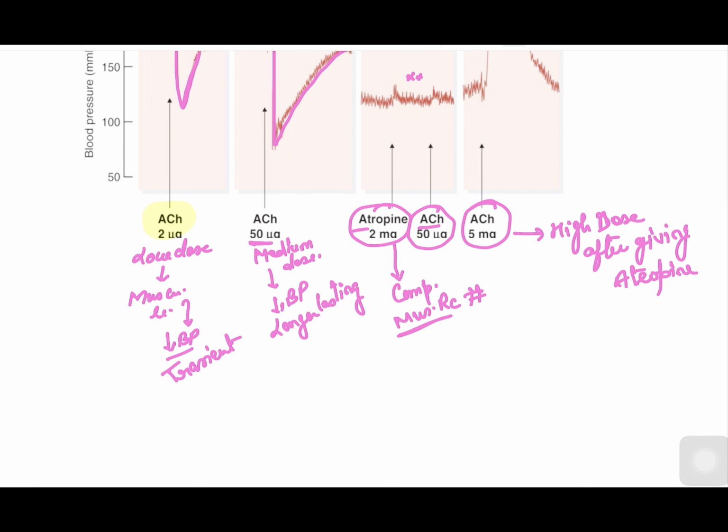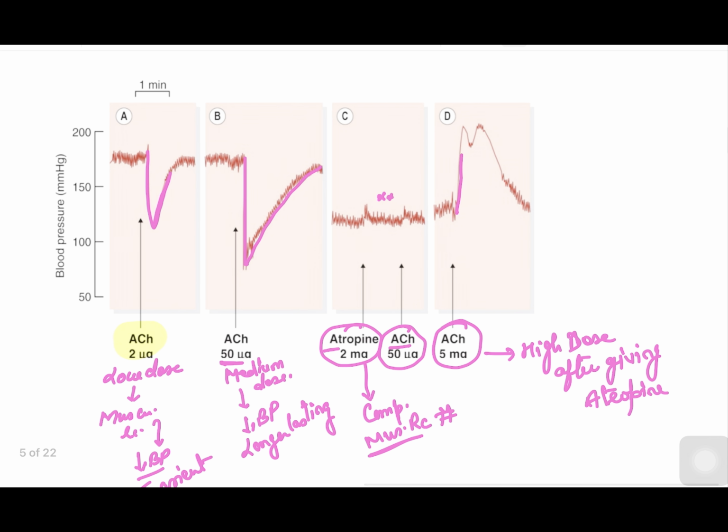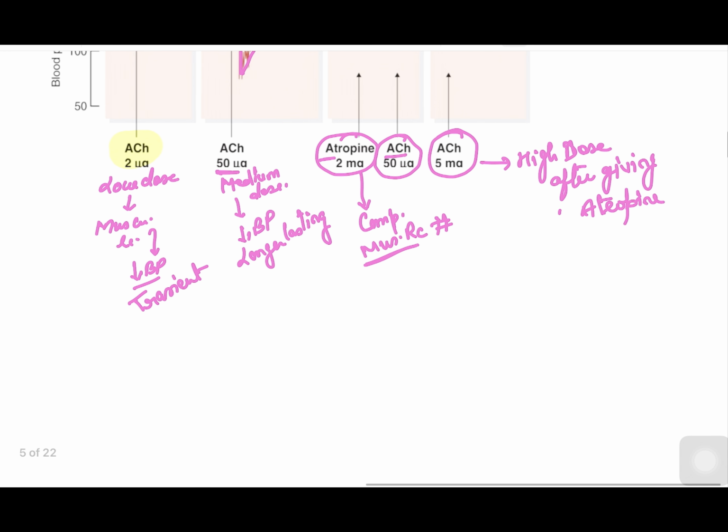So if we give a very high dose of acetylcholine after blocking the muscarinic receptor, after giving atropine, which has already blocked the receptor, now here you can see there is sudden increase in blood pressure. So they are asking what is the reason of this increase in blood pressure. So why is it happening? Because atropine has blocked all the muscarinic receptors. So now this large dose of acetylcholine is not able to work.